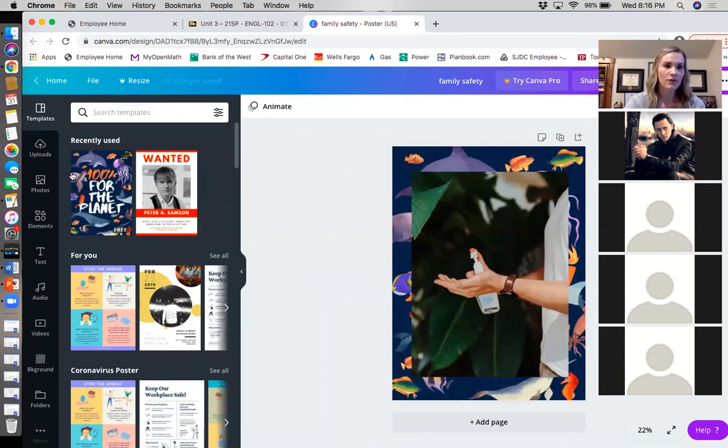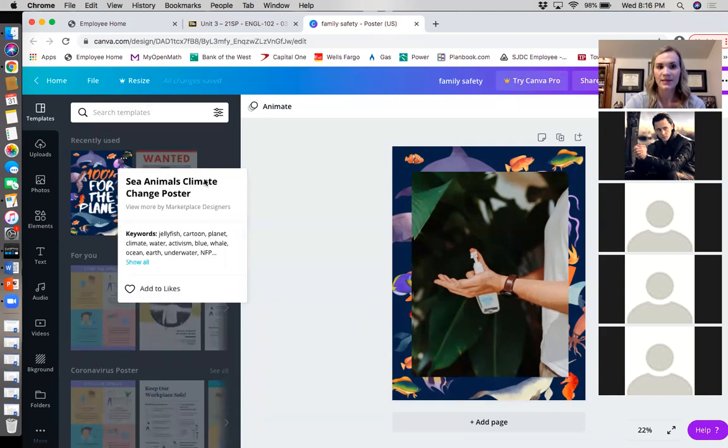If you hover over the recently used images and you go to these three little dots here and click on that, this is the title, Sea Animals Climate Change Poster. That's the title of the image, and it's by Marketplace Designers. Okay, so that's how you find both the name of the image and the creator.